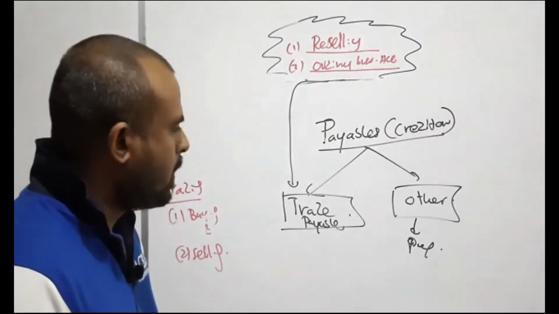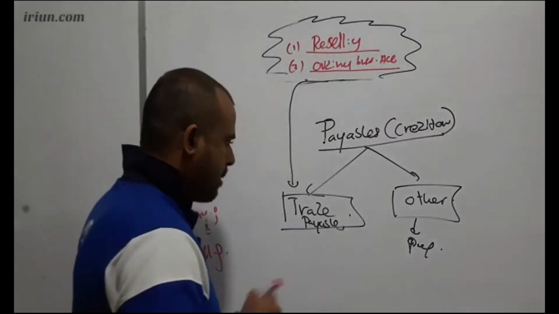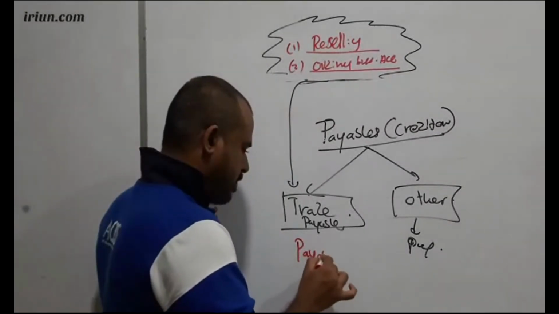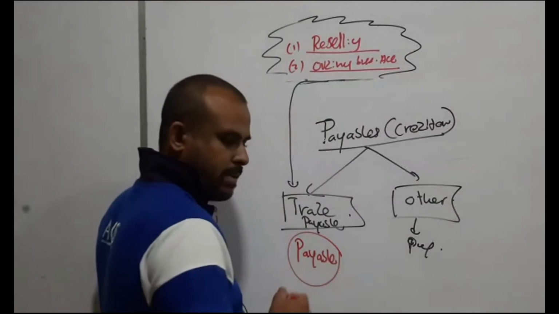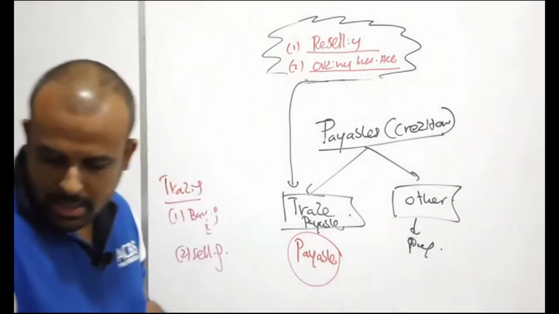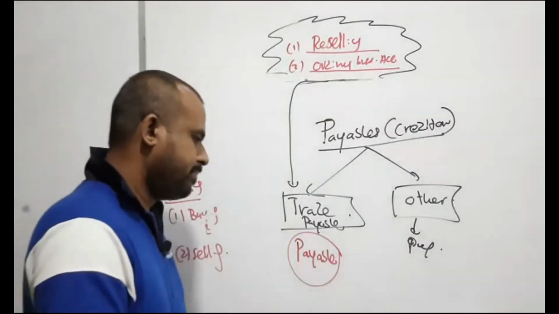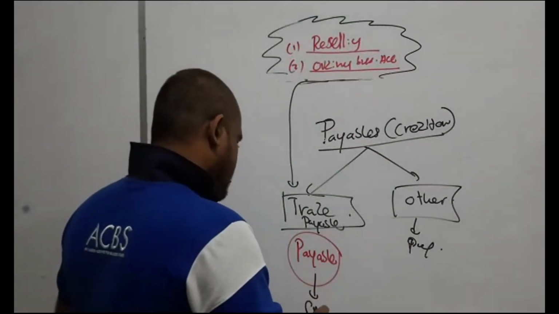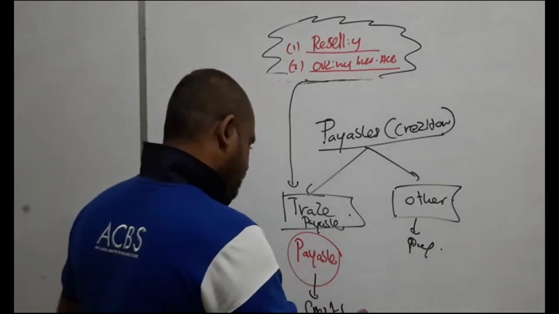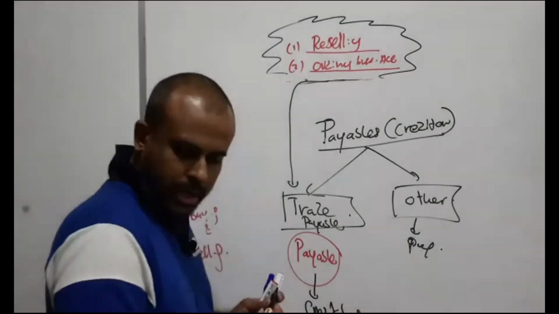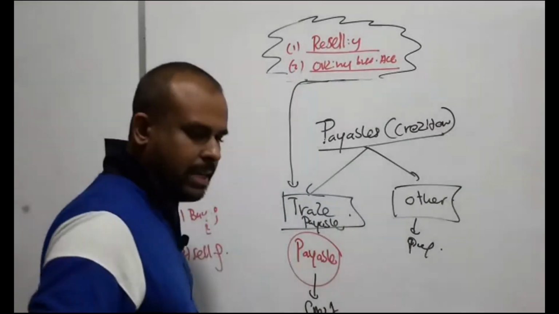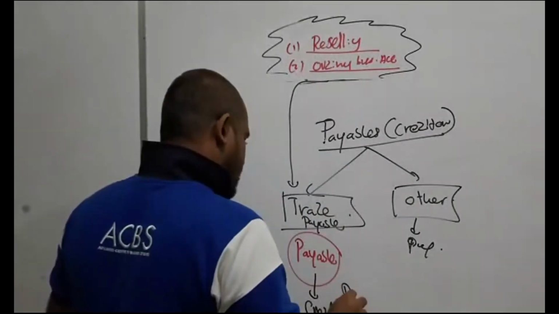Trade payables are the payables created due to the credit purchases. Due to the credit purchases. Now you know the word credit purchases. We defined purchases earlier.